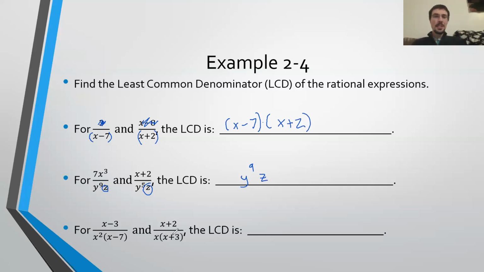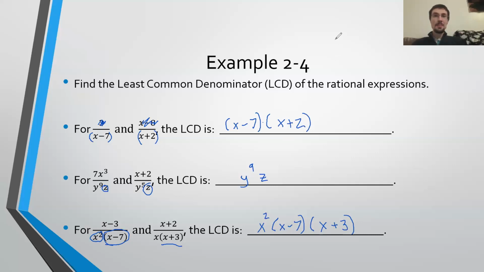And for the last set of two fractions, which one has more x's? Well, the first one has more x's, so we need an x to the 2nd as part of your LCD. This one has an x minus 7. This one does not. Which one has more x minus 7s? Well, the first one does, so we need a single x minus 7 factor as part of your LCD. And which one has more x plus 3s? The second fraction does, so we need a single factor of x plus 3 as part of your LCD.